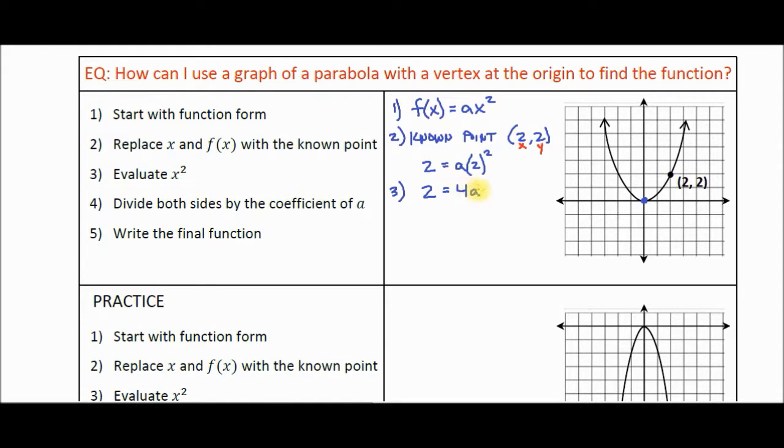That means you want to get rid of the 4. We're trying to get a by itself. So step number 4, we're going to divide both sides. Oops, not by 2. We're going to divide both sides by 4.